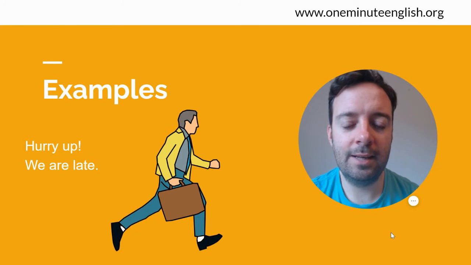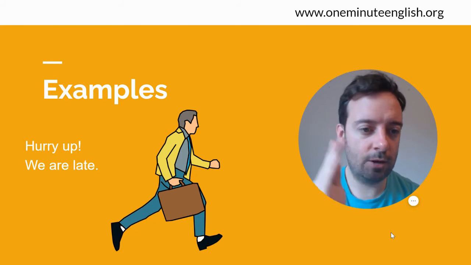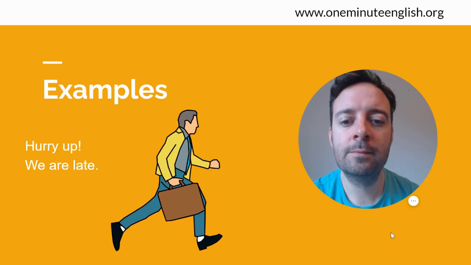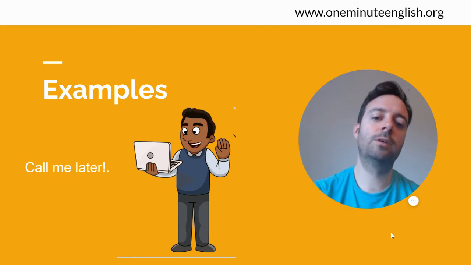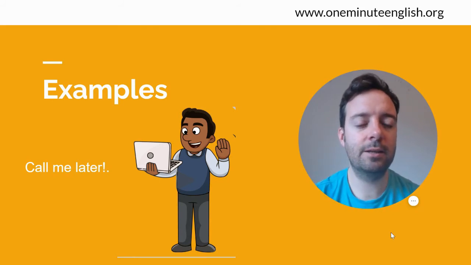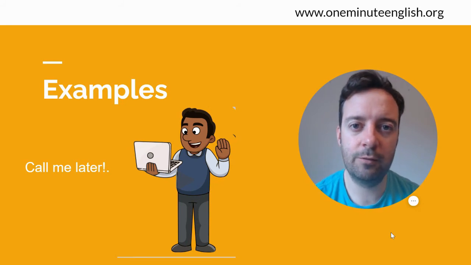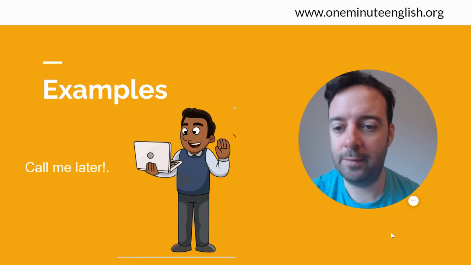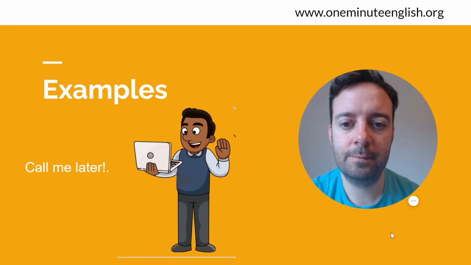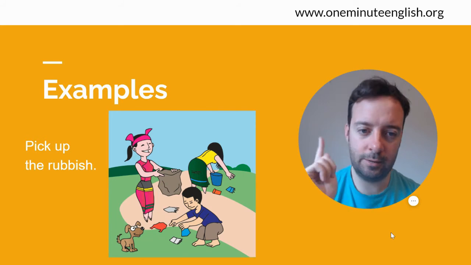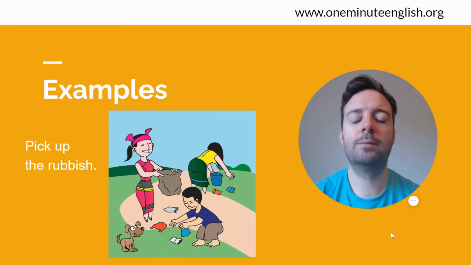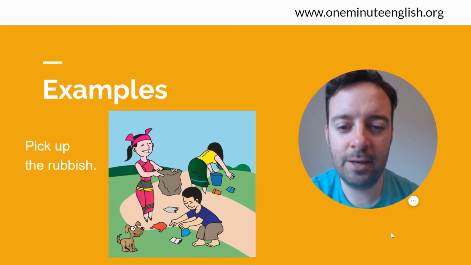Hurry up, we are late. So it's just hurry up. There is no subject there. Let's look at another example. Call me later. This is for you to call me later, but the subject of the sentence we don't use. We just use the verb call in the base form. Pick up the rubbish. It's an order, right? Pick up the rubbish. You can see in the picture there, they are picking up the rubbish.